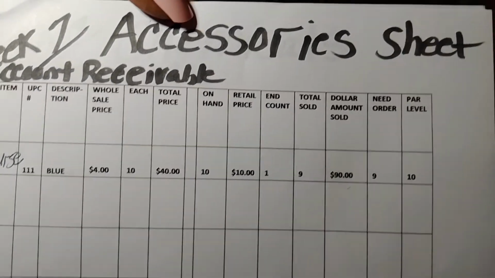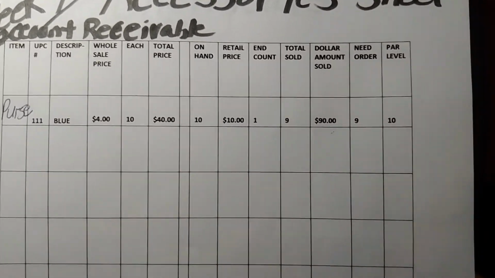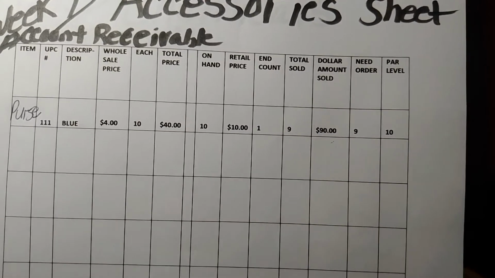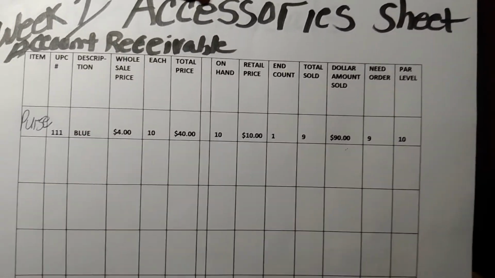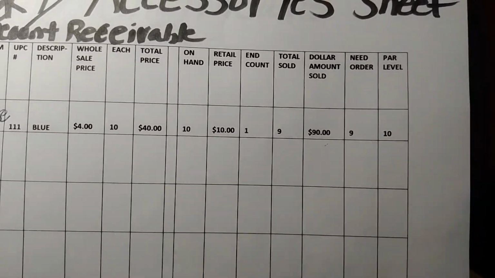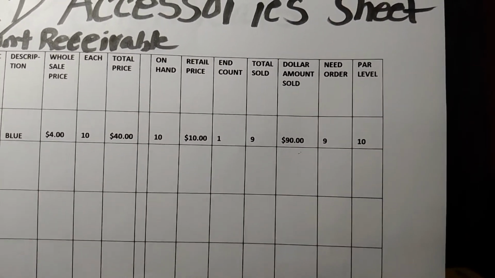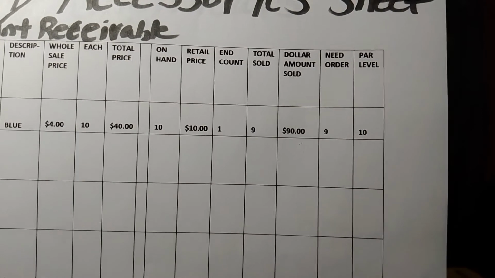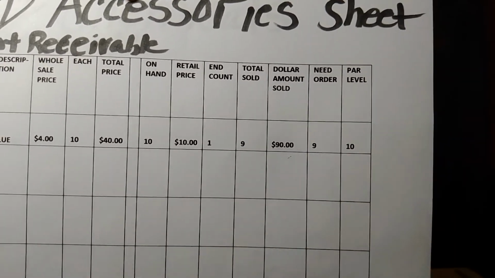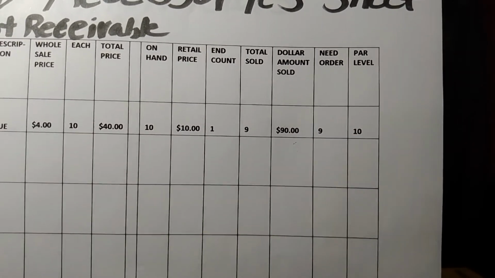Now, accessory, purse. Okay? You started on hand 10. Retail price $10. You know, we paid $4 for it, but we selling it for $10. So when we went to count inventory, the end count, you only had 1 purse left in the store. So that means you sold 9 purses, and your dollar amount sold is $90.